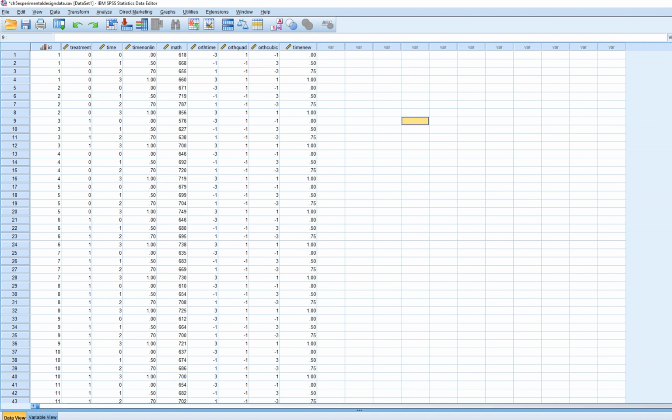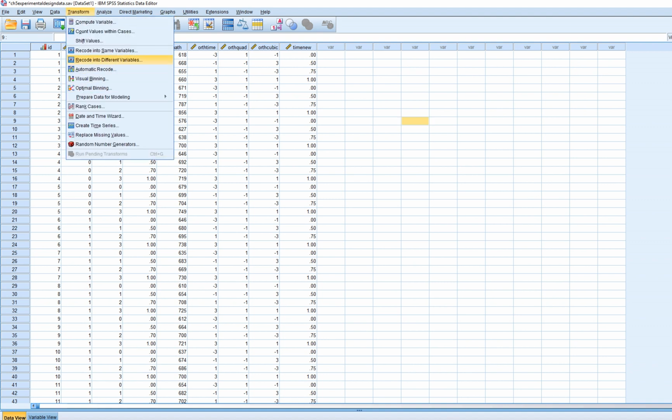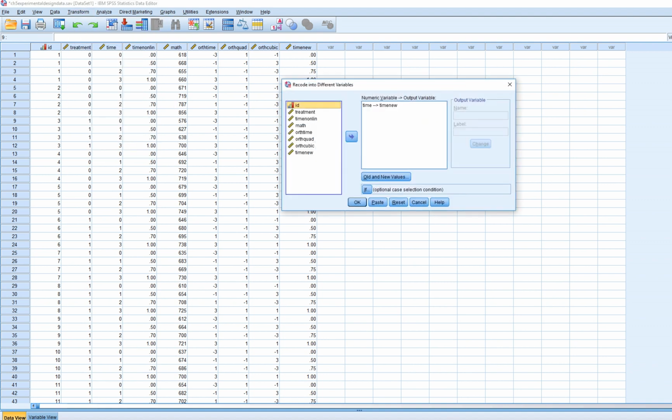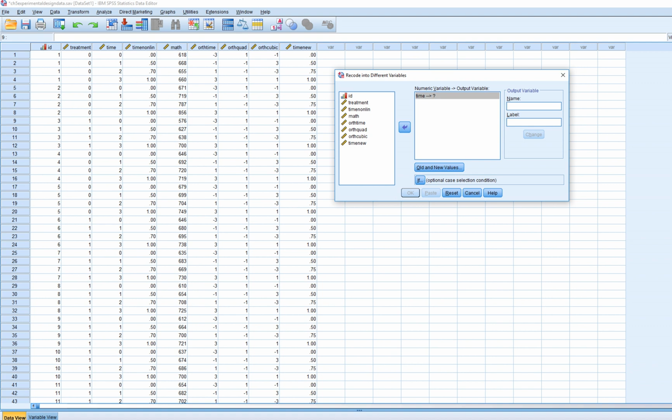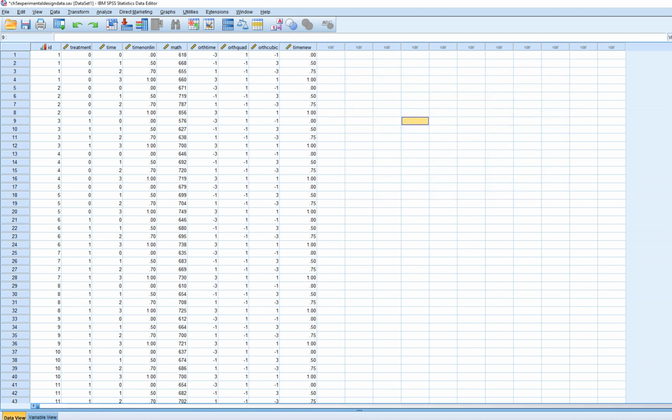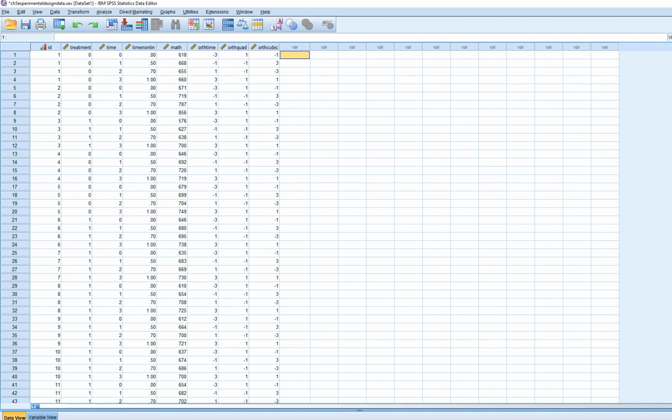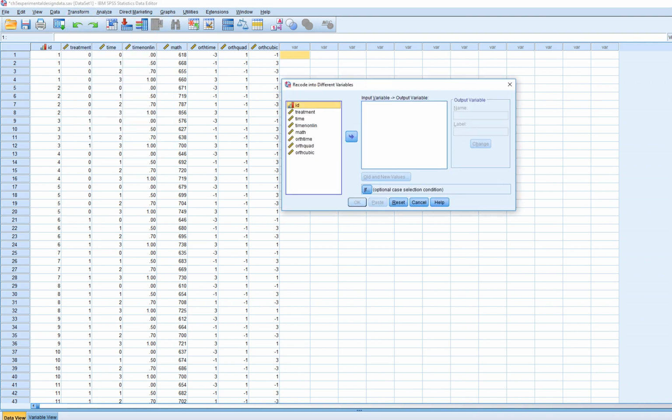The way they accomplished this was to go to transform, recode into different variables, and move the time variable over here. Just as a demonstration, I'll call this time new. They clicked on change, and evidently I've already generated that, so let me redo this. So we'll move time over and call this time new.